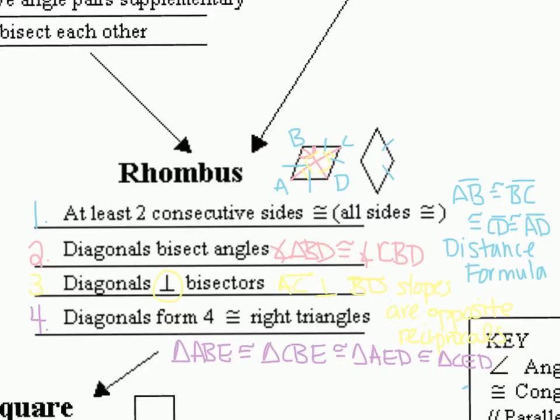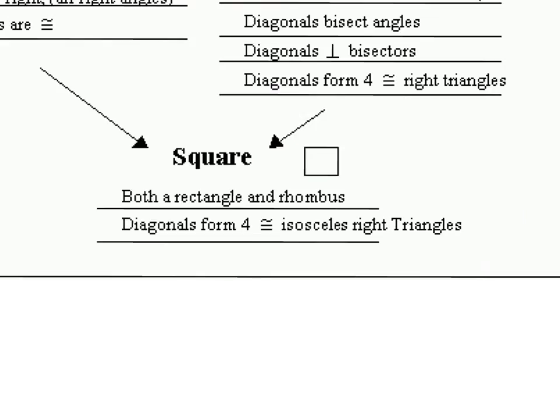Ready, pause. All right, and the final one we're going to look at today is a square. Now, the square is both a rectangle and a rhombus, so it has the properties of a rectangle and a rhombus. And in addition, it has the property that the diagonals form four congruent isosceles right triangles.